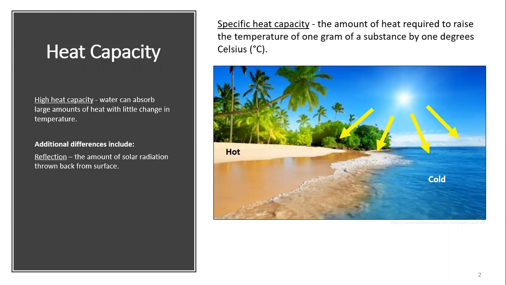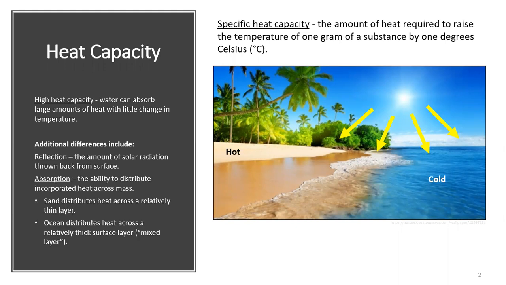To a lesser extent, reflection can cause differences in the amount of solar radiation thrown back from the surface. And absorption, the ability to distribute heat across a mass, can also affect the change. Sand distributes heat across a relatively thin layer, while the ocean distributes heat across a relatively thick surface layer called the mixed layer. We will discuss the mixed layer more later in this lab assignment.